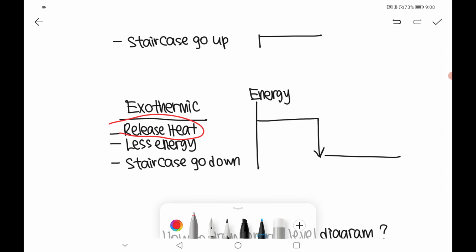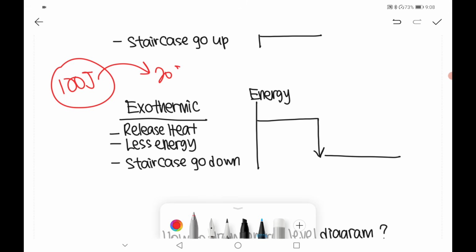So when the heat goes out, you release energy. After you release energy, you have less energy. For example, you have 100 joules. After you release 20 joules to the surroundings, you become 80. So the energy is less, and when energy is less, the staircase goes down. You can see the ladder here, they go down. So that is what we know.